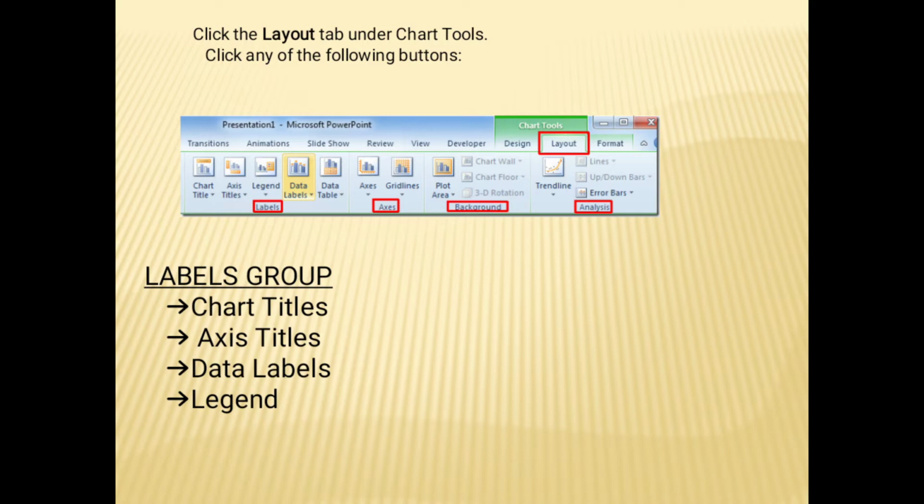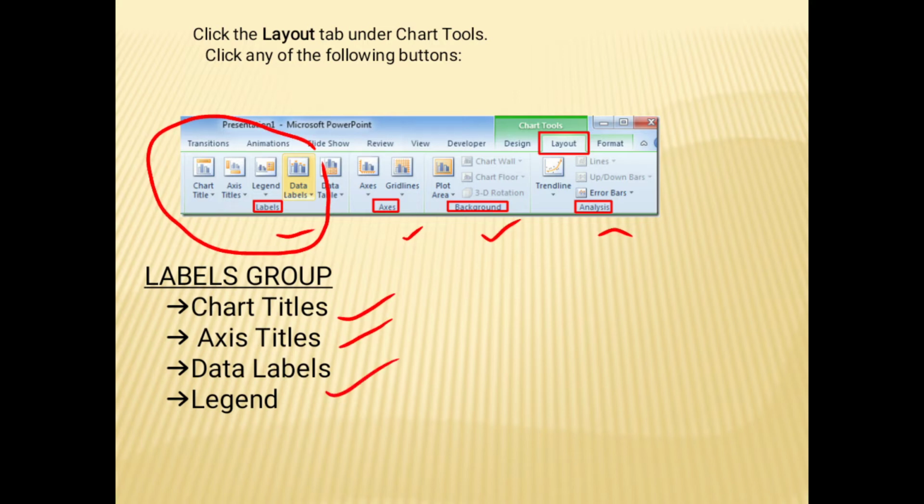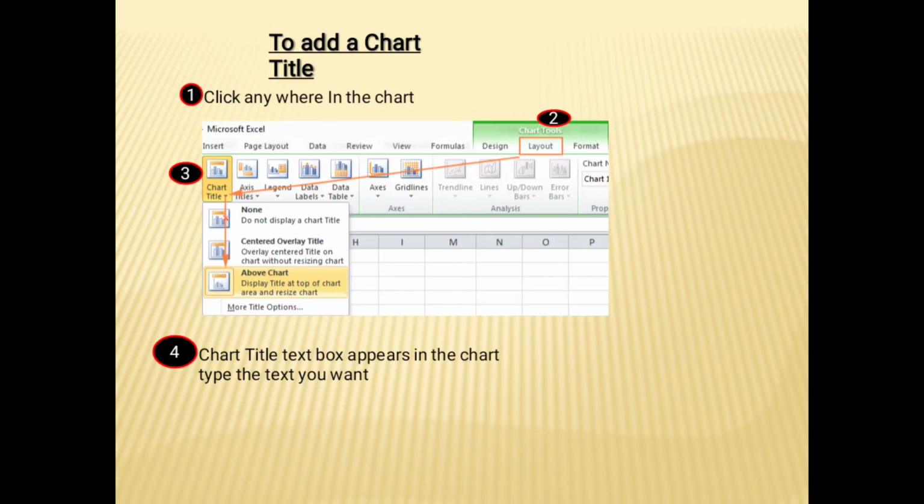Click the layout tab. You have the following groups: labels group, axis group, background group and analysis group. In this section we are going to discuss only the labels group. Under the labels group you have chart title, axis titles, data labels, legend, data tables.